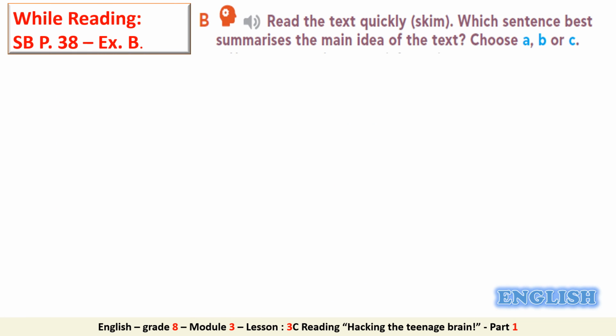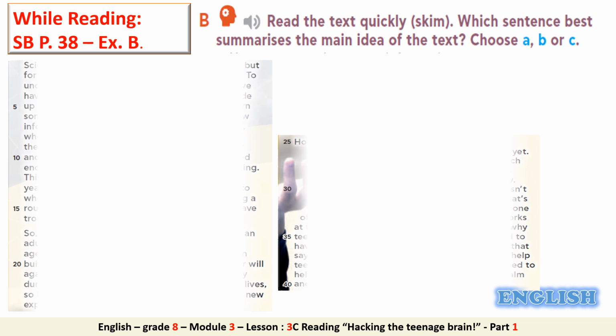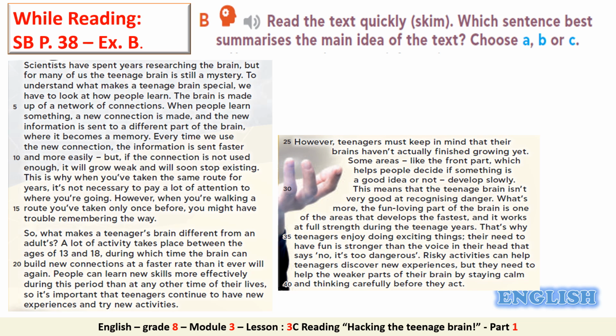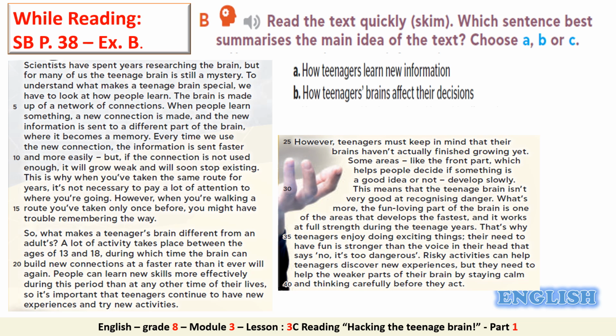Now, open your student book page 38 exercise B and read the text below quickly, skimming. Then decide which sentence best summarizes the main idea of the text. Choose A, B, or C. Is it A, how teenagers learn new information? Or B, how teenagers' brains affect their decisions? Or C, how teenagers' brains work and how this affects them? Take your time, read to find the main idea, then listen to the audio to check your answers.